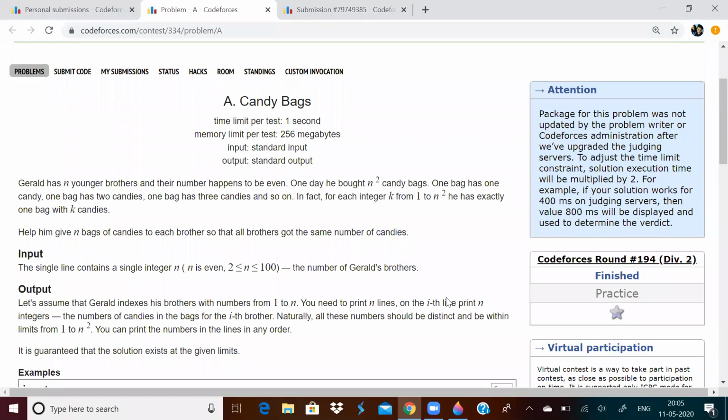Okay, so in this video, let us discuss a problem on Codeforces. It's an implementation kind of problem. The name is Candy Bags. Let's read the problem statement.